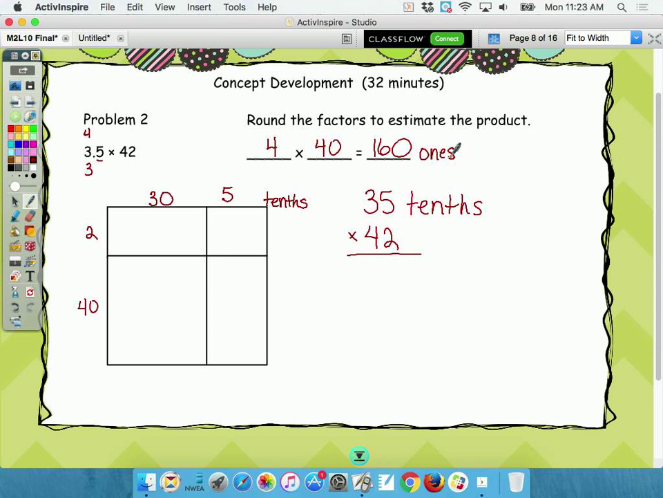Okay, how about some easy math? Okay, do it. Oh my, this is easy.